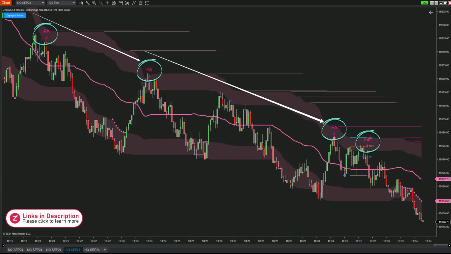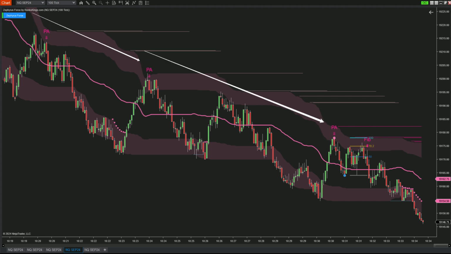Finally, a key tip when trading with Zephyrus Force is to pay attention to the signal preceding the one you're about to act on. For example, in a downtrend, current sell signals should appear at lower levels compared to the previous sell signals. This approach helps ensure that the bearish momentum is still intact.